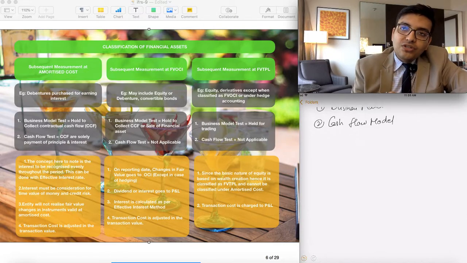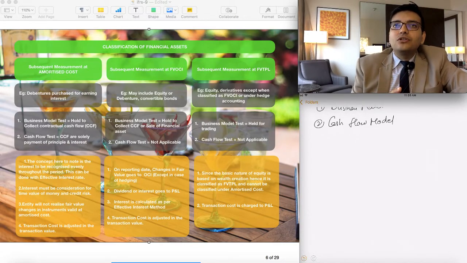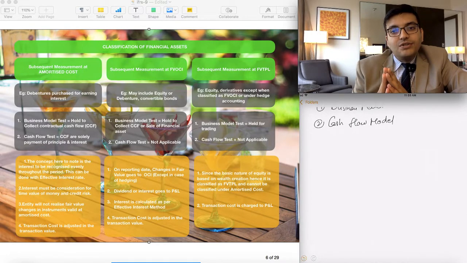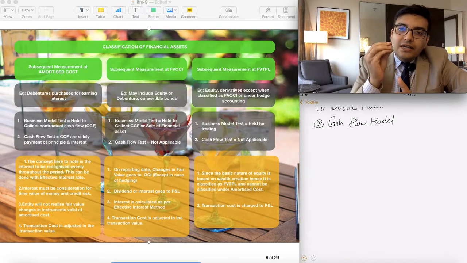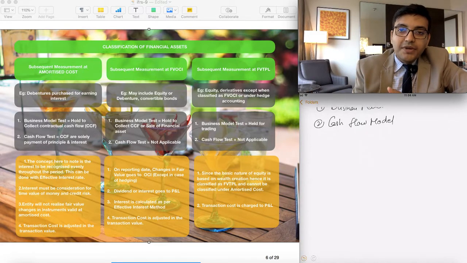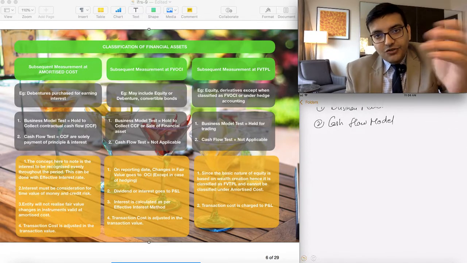If we talk about debentures, or preference shares may be a different thing, but debentures are clearly classified as amortized cost, because the basic nature of a debenture is to earn interest. Not even a single company will buy it to earn an increase, because there is no increase in the prices. It is a fixed rate, or you can say a fixed liability to the company paying interest, right? Hence, debentures will always be classified under the amortized cost method.